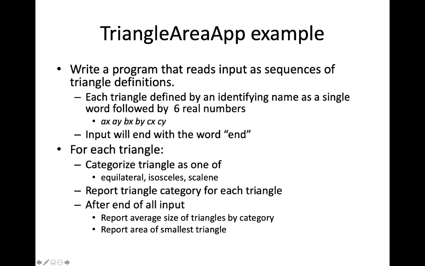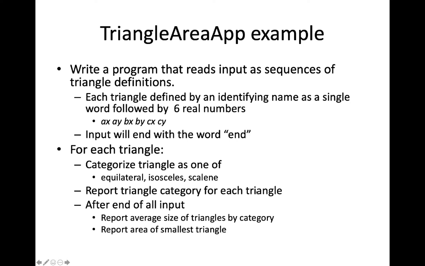So the idea behind this program is it's going to be a simple input-output kind of thing. We're going to take in input from the scanner, and we're going to process it. We're going to expect our data to be given to us in the following format. We're going to have a series of triangle definitions. A triangle definition is going to be a single word that is a name for the triangle, followed by 6 numbers. These 6 numbers are going to represent coordinates in your xy plane, an x coordinate and a y coordinate for 3 points, right? 3 points make a triangle.